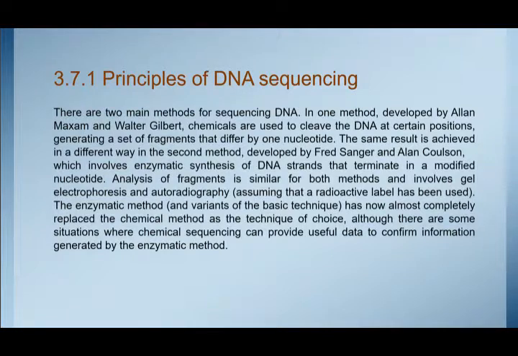Analysis of fragments is similar for both methods and involves gel electrophoresis and autoradiography, assuming that a radioactive label has been used. The enzymatic method and variants of the basic technique have now almost completely replaced the chemical method as the technique of choice, although there are some situations where chemical sequencing can provide useful data to confirm information generated by the enzymatic method.